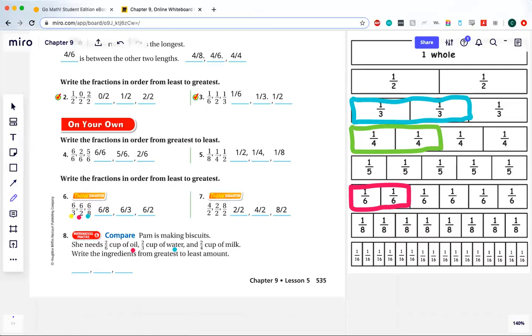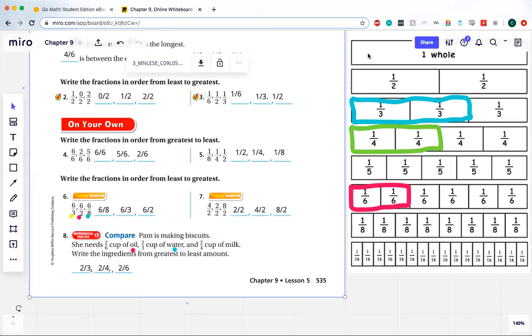Okay, so writing our ingredients from greatest to least, that's important for us to pay attention to, greatest to least. Our greatest is our blue, which is our water. So I'm going to write 2/3 is our greatest. Our middle is our milk, which is our green one. 2 over 4 is our middle. And then our smallest amount is our oil. So 2 over 6.